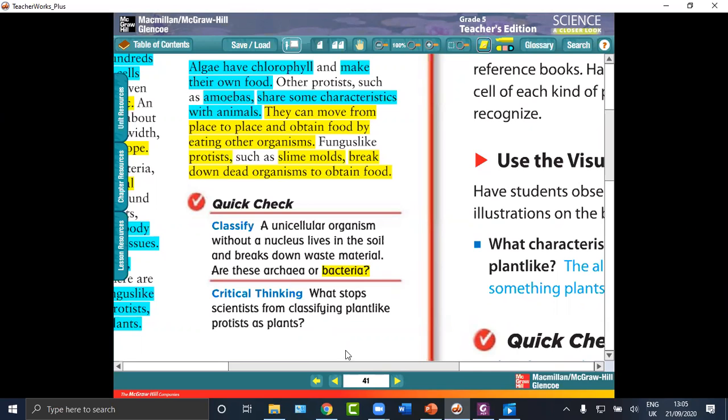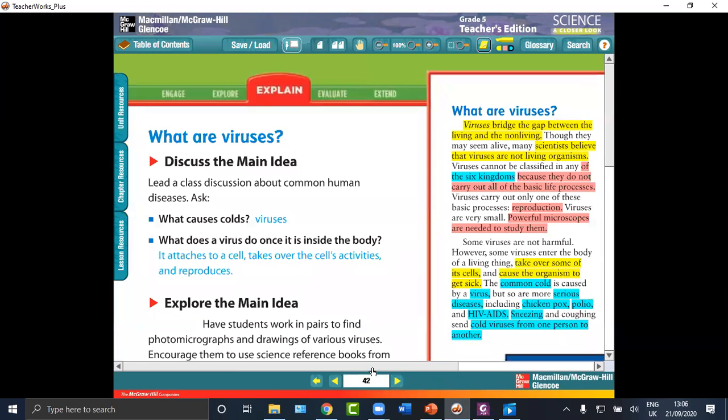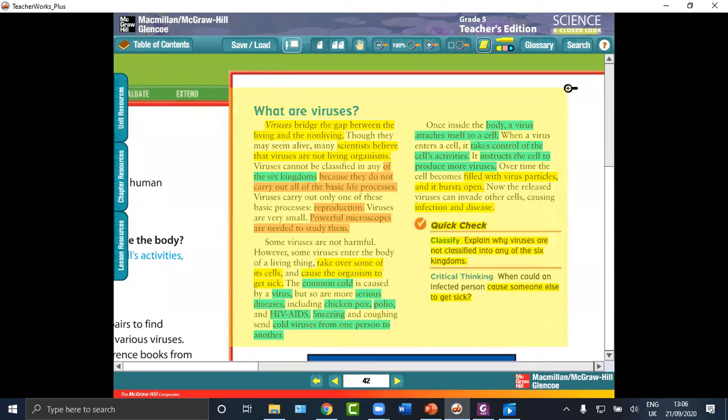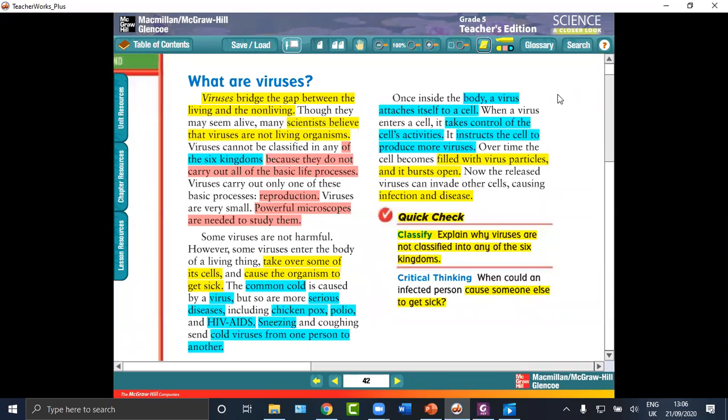Now we are going to page 42. What are viruses? Viruses, we say, bridge the gap between the living and non-living things, between living and non-living things. Put highlight.